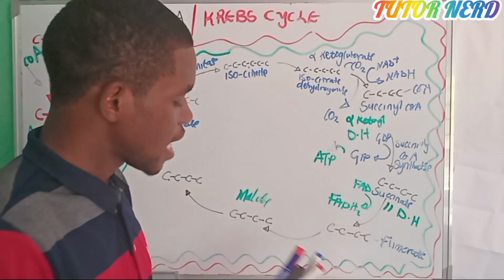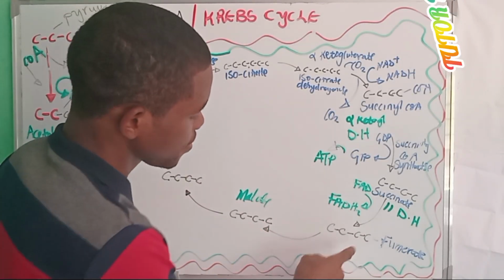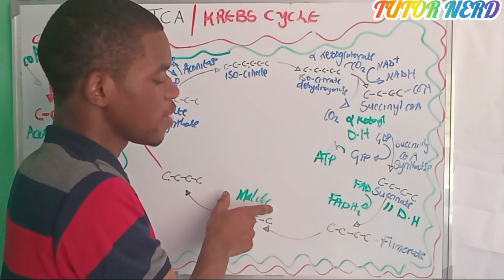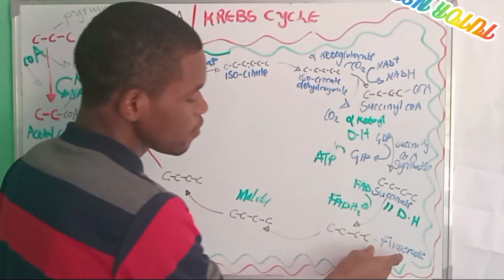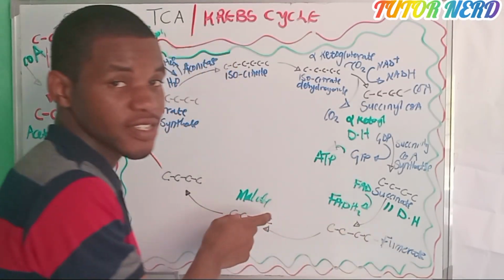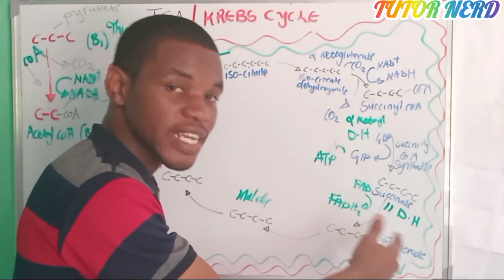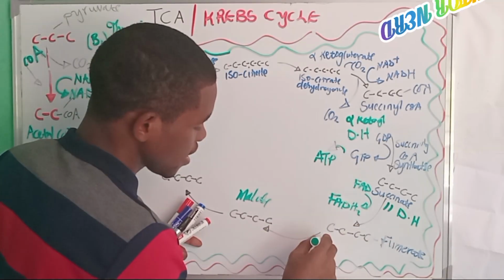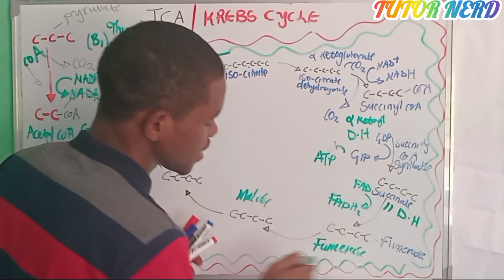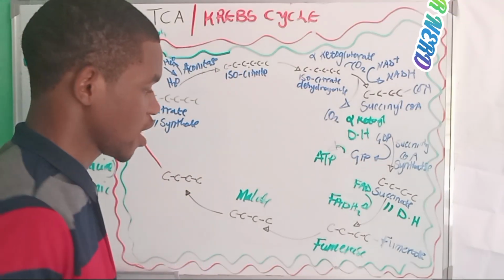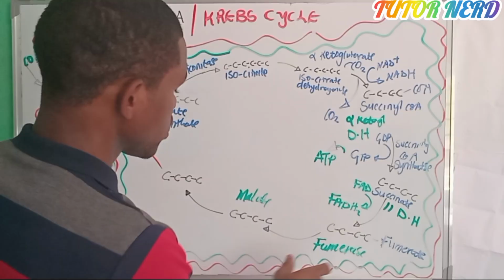The enzyme that is used to catalyze this reaction from fumarate to malate. That enzyme is very simple to remember because we are moving from fumarate to malate. So the enzyme is fumarase. Okay, the enzyme here is fumarase. That is basically the enzyme that is used.